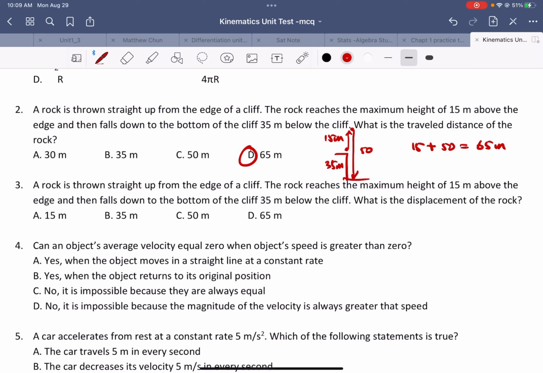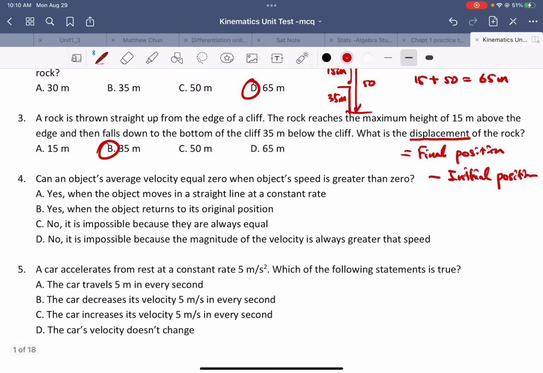What is the displacement? Okay, now they ask for displacement. Like I said, the only thing that matters is the difference between the initial position and the final position. So displacement is basically the final position minus the initial position. Okay, that's how much it changed position, which means the displacement. So that is 35 meters. Okay, there's a difference between total distance traveled and displacement.